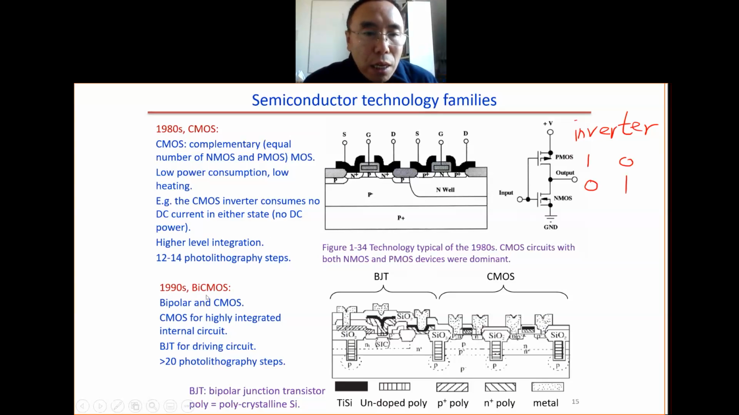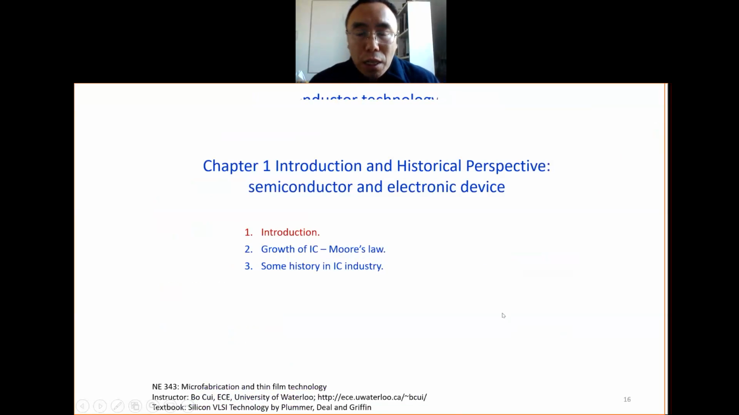In the 1990s, we have what is called BiCMOS, where the bipolar junction transistor and the CMOS come together. Now the bipolar junction transistor is used for the driving circuit. And the CMOS is used for the logic circuit.